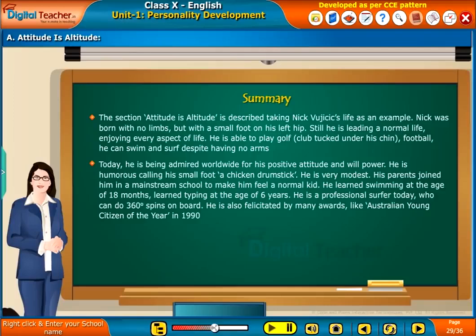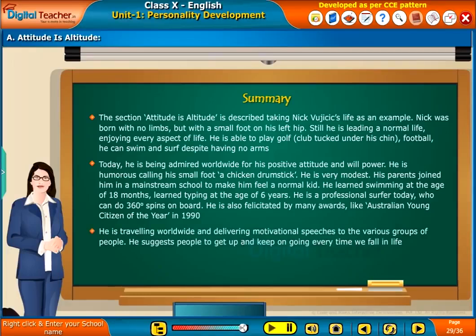He is humorous, calling his small foot a chicken drumstick. He is very modest. His parents enrolled him in a mainstream school to make him feel like a normal kid. He learned swimming at the age of 18 months and typing at the age of 6 years. He is a professional surfer today who can do a 360-degree spin on board. He was also felicitated with many awards, like Australian Young Citizen of the Year in 1990. He is traveling worldwide and delivering motivational speeches to various groups of people. He urges people to get up and keep on going every time we fail in life.